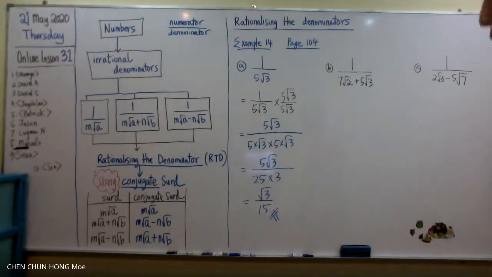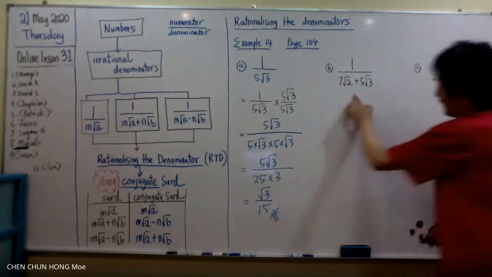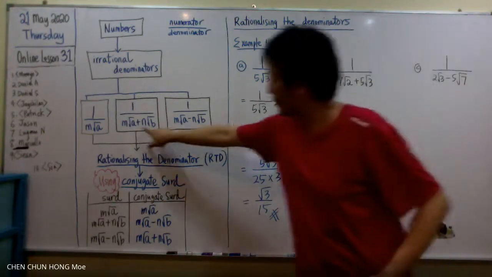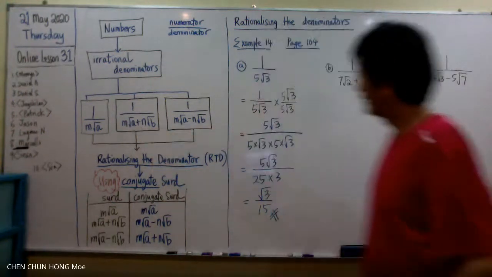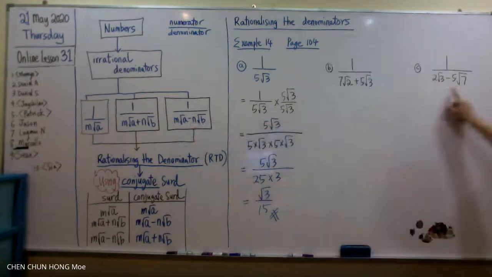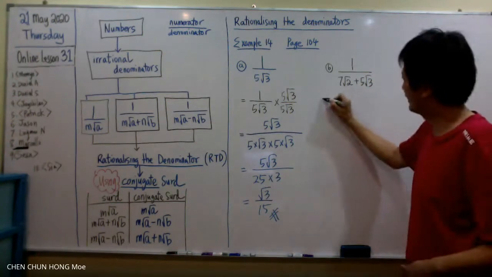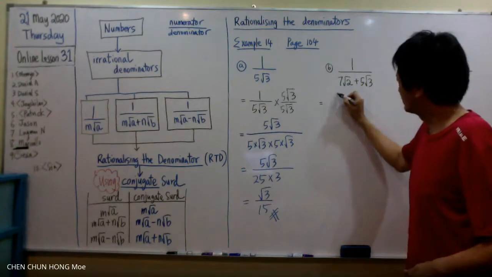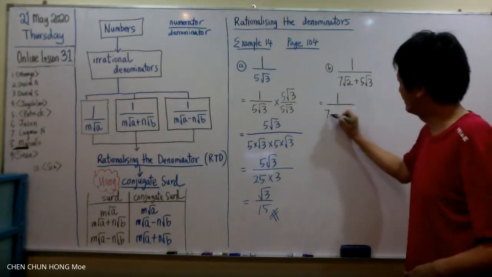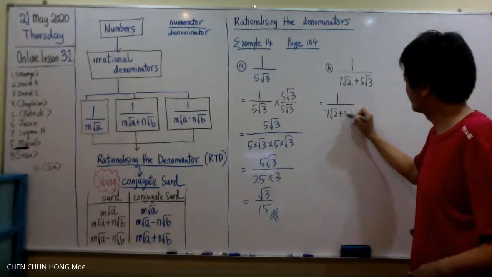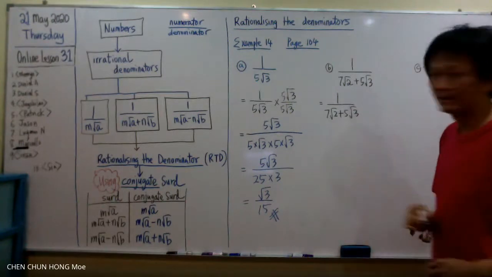So that's number one. Now B, come to this format, and then C, you look at this format. So you can do all these three, and I think we are quite safe. Now let's do this: 1 over 7 square root 2 plus 5 square root 3. I hope you can see, because it's a bit small.